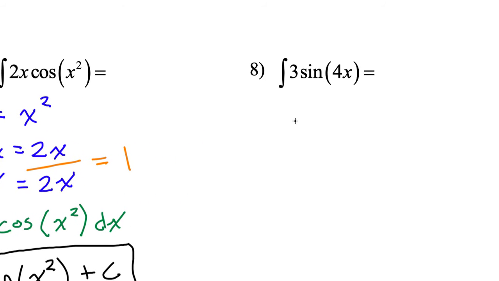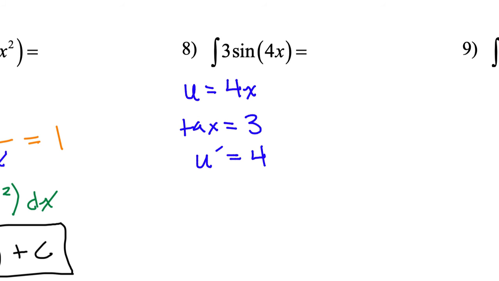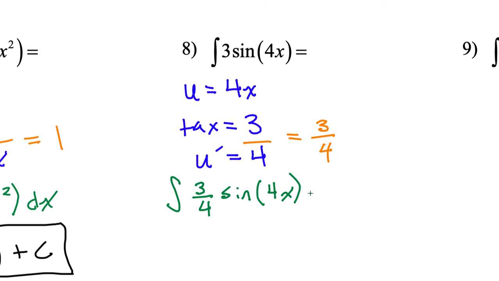Next problem is number 8. So I'm going to use Taxman yet again. So u is equal to 4x. Taxman is 3, and the derivative of u is 4. So I'm going to pay Taxman this fraction of 3/4. Rewriting our integral, it is now the integral no longer of just 3, but 3/4 sine of 4x dx.